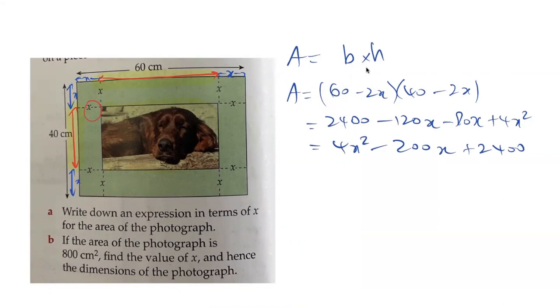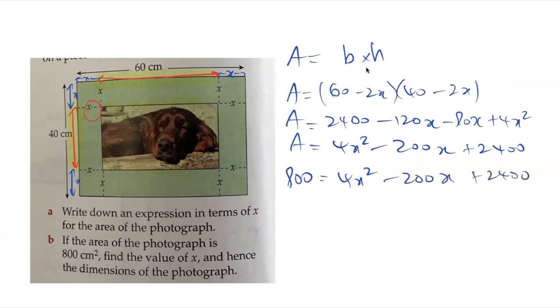So the next part now is to calculate x. What is x actually equal to? All right, now what we're told is that the area of the photograph is 800. So this A is now replaced with 800, and we go 4x squared minus 200x plus that amount there. Then what I'd like to do is to subtract 800 from both sides of the equation.